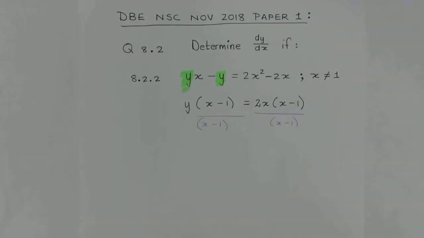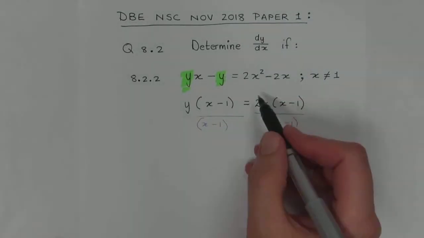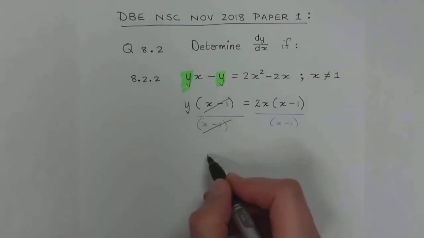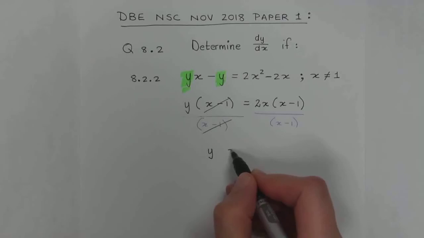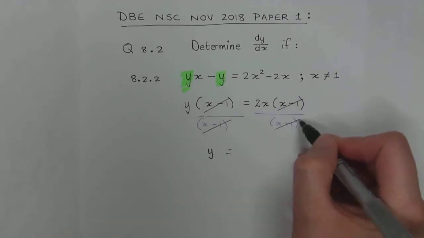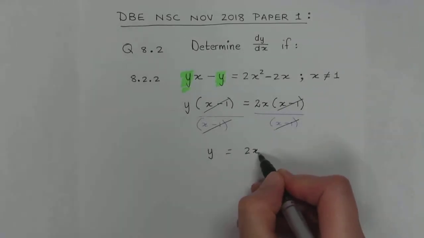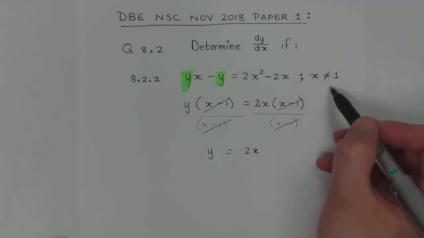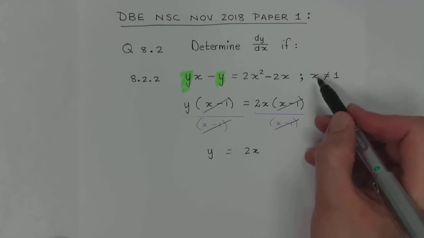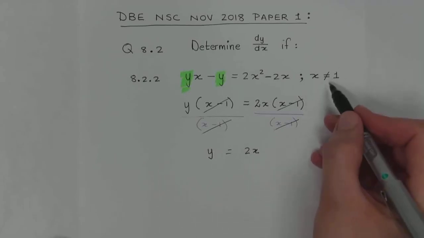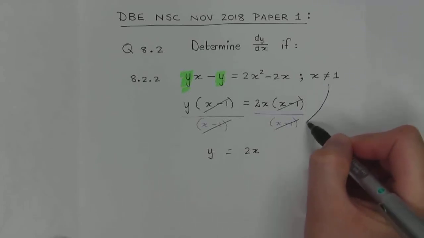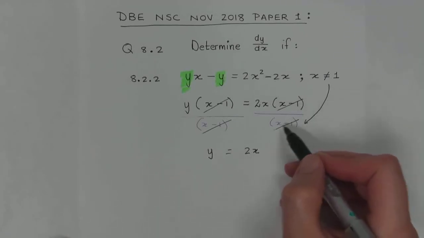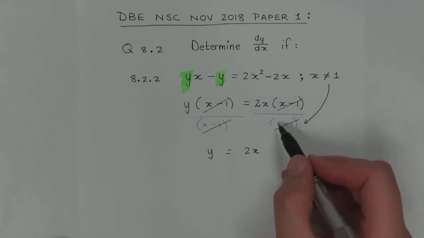Then you realize why it was actually a good idea to do this factorization. Because now over here, x minus 1 divides into x minus 1, and I'm left with y, which was the goal. And over there, x minus 1 divides into x minus 1, and I'm left with 2x. Now, this then explains also why they gave you a restriction over there. Why did they tell you x is not equal to 1? Because if x is not equal to 1, then it's okay if I divide by x minus 1. Because x minus 1, if x is equal to 1, would have been 0.